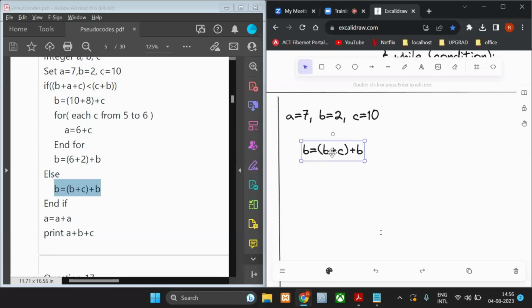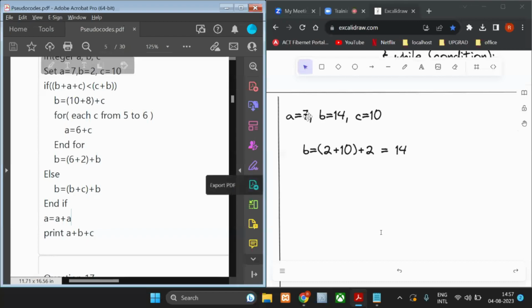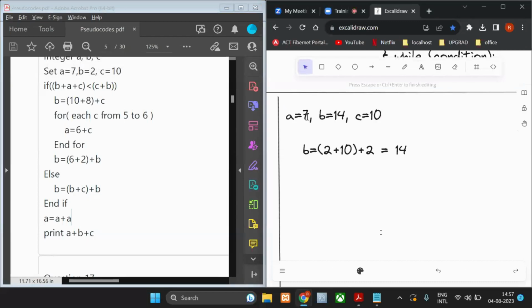So b equal to b plus c plus b. The value of b is 2, the value of c is 10, and again the value of b is 2. So this will result in 14. I'll just update the value here. This is 14. After that, you're updating a equal to a plus a. That means a will change from 7 to 14, 7 plus 7. And print a plus b plus c. So 14 plus 14 plus 10, which is 38. 14 plus 14 is 28, 28 plus 10 is 38. So 38 should be your answer.